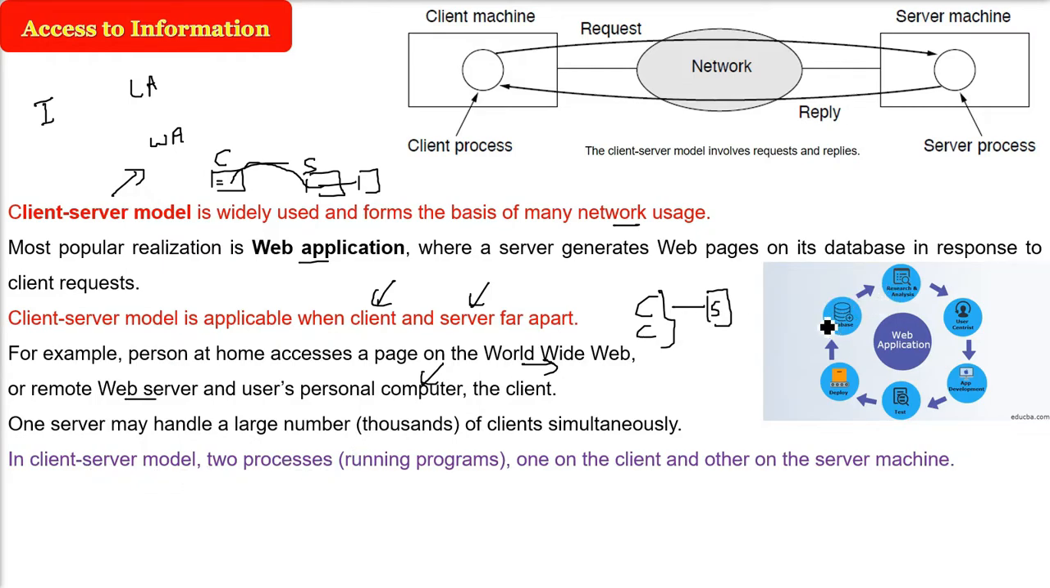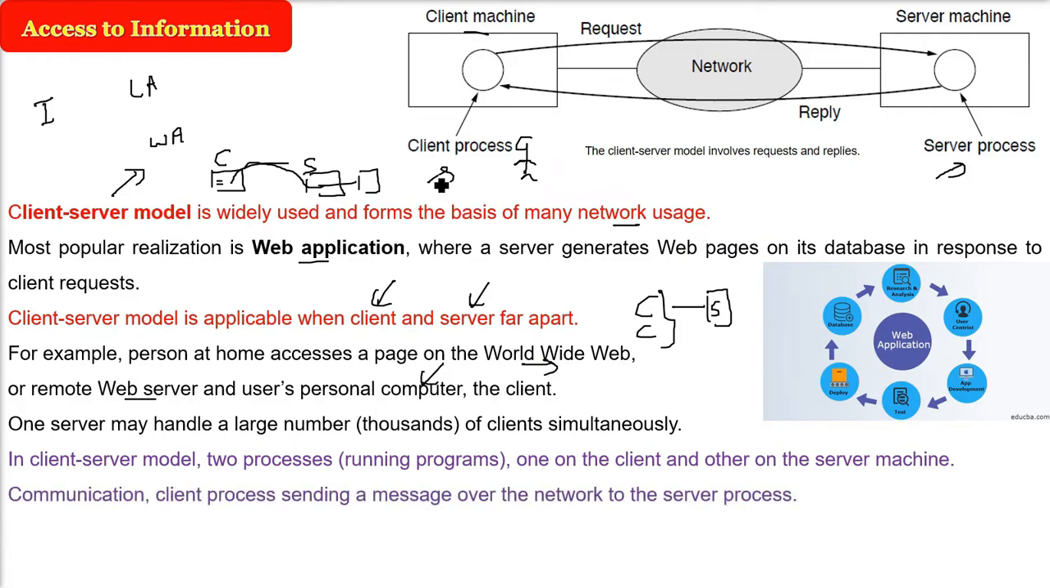How does it work? In a client-server model, there are two processes. I will talk about TCP, UDP, and all those connections in later discussions. But here, as a naive user, we need to understand there are two processes. One is running on the client, one is running on the server machine or computing device. So a client process on the client machine, and a server process on the server machine.